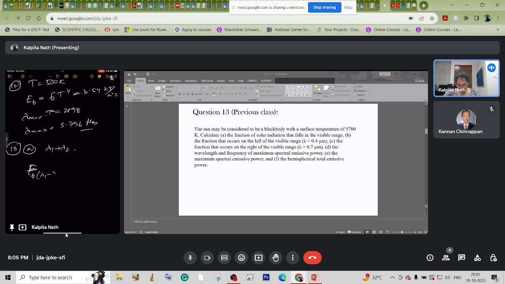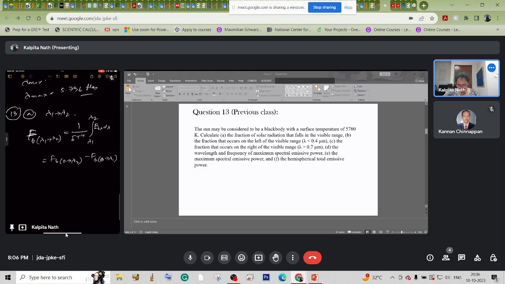1 upon sigma T to the power 4, integral from lambda 1 to lambda 2 of E b lambda d lambda. So this is F 0 to lambda 2 minus the fraction of the black body emission from 0 to lambda 1. The visible range in the spectrum covers from 0.4 to 0.7, so lambda 2 will be 0.7 and lambda 1 will be 0.4.